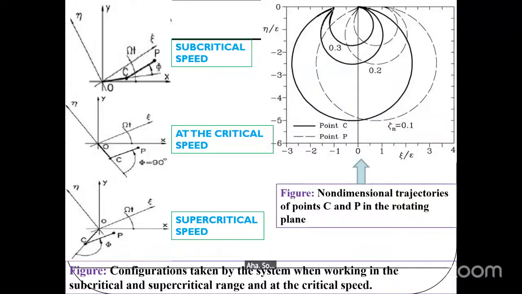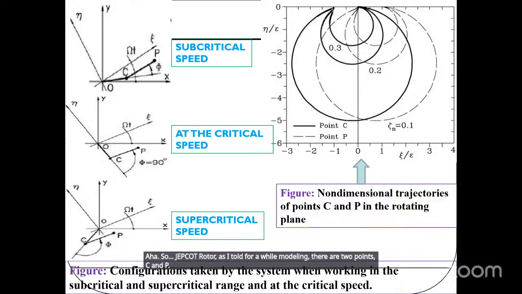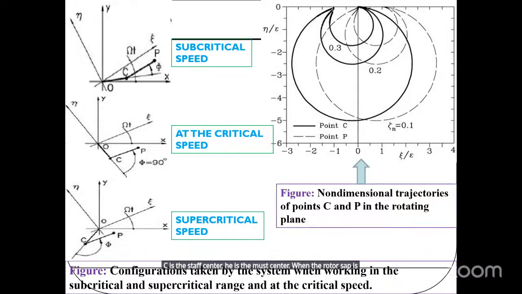In the Jeffcott rotor, as I told you while modeling, there are two points, C and P. C is the shaft center and P is the mass center. When the rotor shaft is rotating at low speed, the line OCP lies in the first quadrant, and point C is between O and P, with P far from the origin O. But when the shaft is operating at critical speed, OCP makes a perpendicular formation.